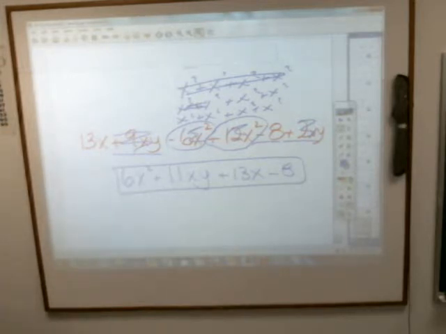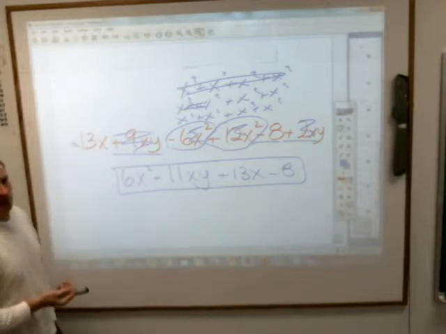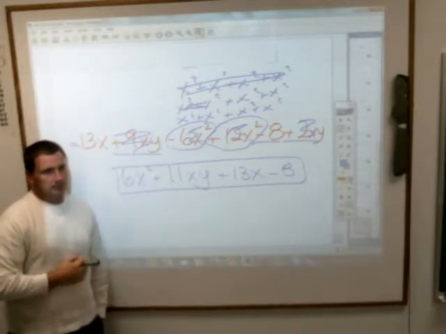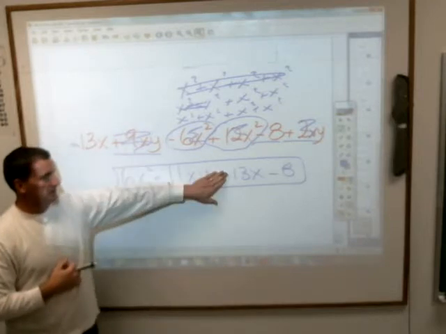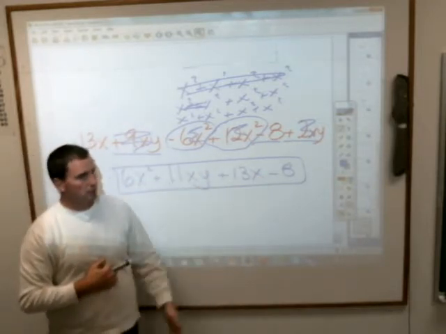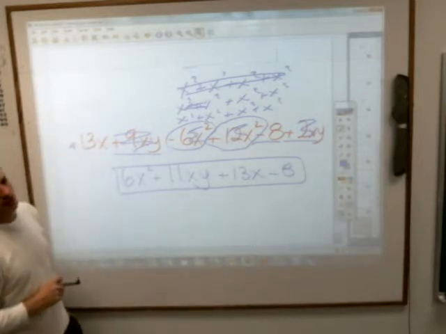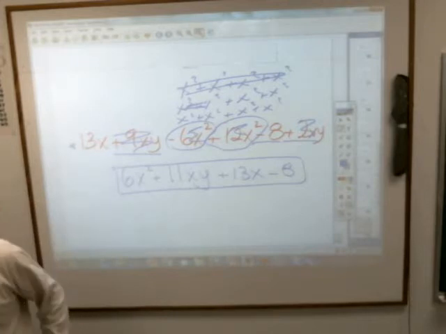Yes, Caroline. How did you get the plus sign before the 13x? It's just an assumption. If it doesn't have a minus sign, you put a plus. You can't just leave it there, because if you didn't put a sign between them, it would end up being multiplied.